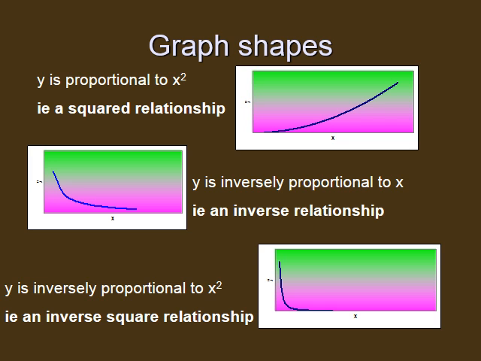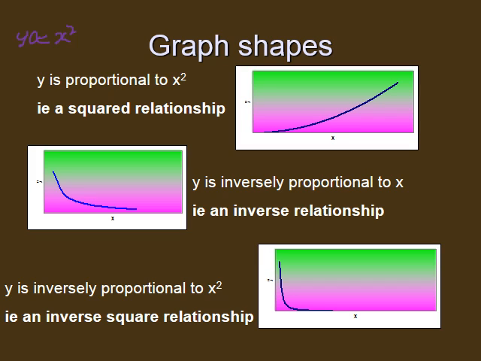So the graph shapes. If you plot your data from the experiments you do in the internal, if you get a curved line up, it means that y is proportional to x squared. This is known as a squared relationship. So y is proportional to the square of x. It's another way of writing that, and I'm going to write it there. y is proportional to x squared.